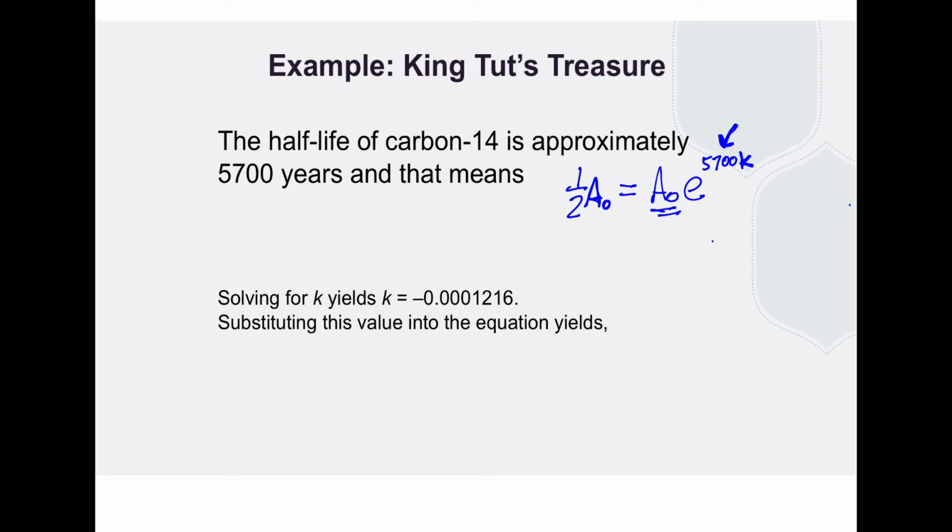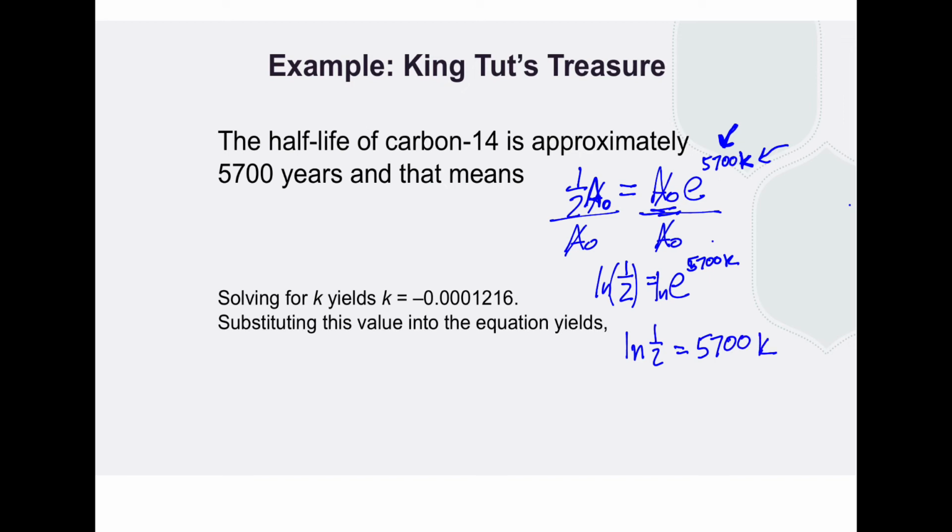We're doing this basically so we can find k. So the amount is really irrelevant. If I divide both sides by that a sub 0, it disappears completely from my equation, which is great. So I have one less variable to deal with. And then I have e to the 5,700k. We see the base is e, so I'm going to take the ln of both sides. That gives me ln of 1/2 equals 5,700k. And solving for k, we can divide both sides by 5,700.